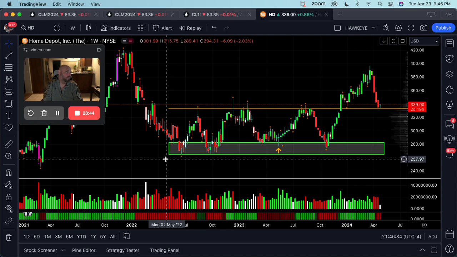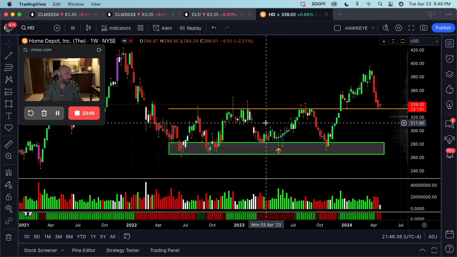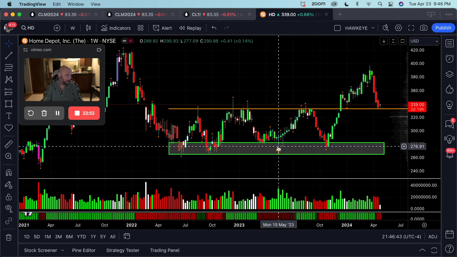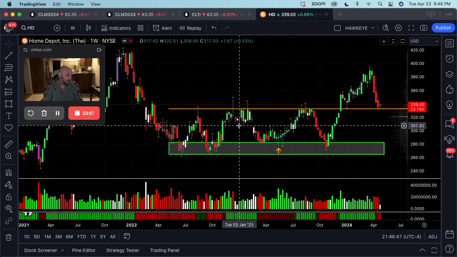Even a gap, right? Like there's a weekly gap here. If I'm trading this long from here, you can bet your butt I am going to take profits. See that low and that high? Right there is where I'm going to take my first profit. 307.